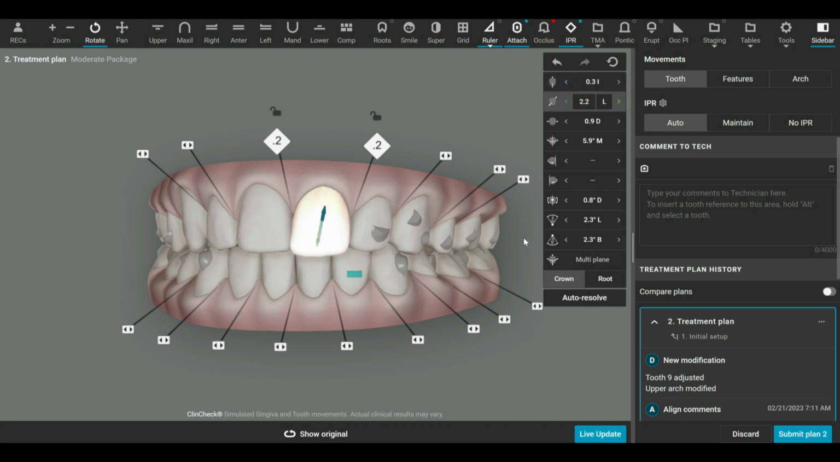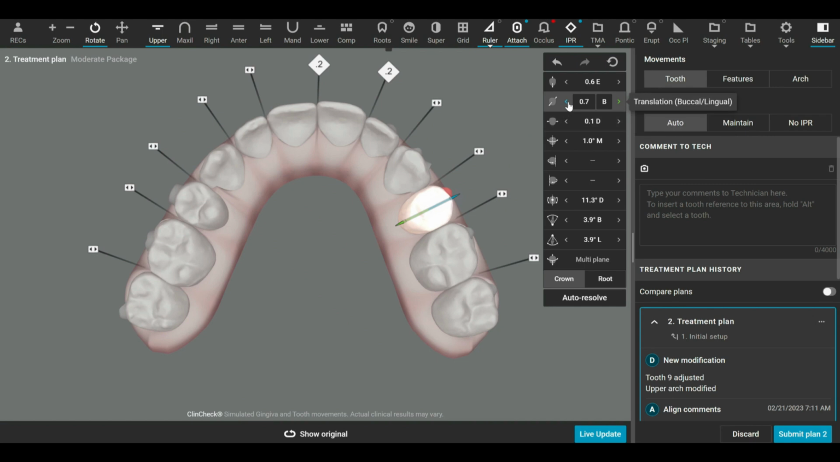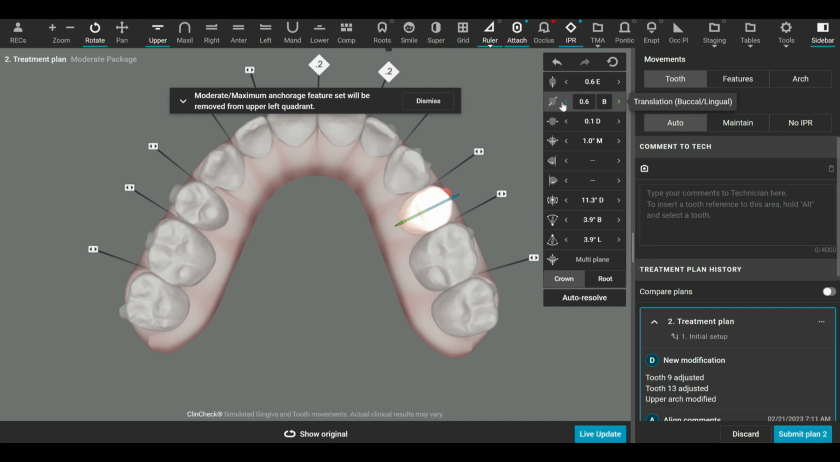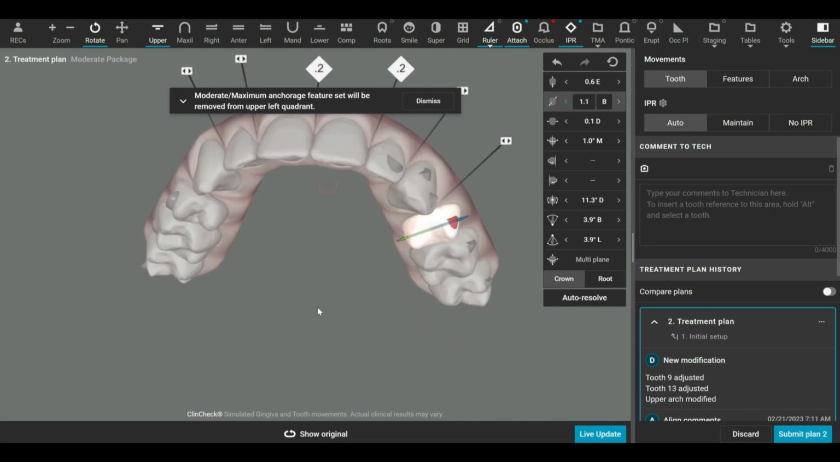The next one is translation. Let's go ahead and look from the occlusal view at a premolar tooth. Right now there's 0.7 millimeters of buccal movement. Okay, now that buccal movement could be also a little bit of crown tip down here. They don't really distinguish, but if you click this arrow and you add more, you are adding translation. So let's look at that translation. Let's look at it from this view.